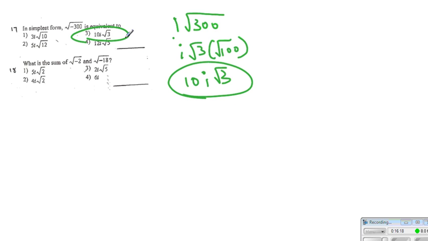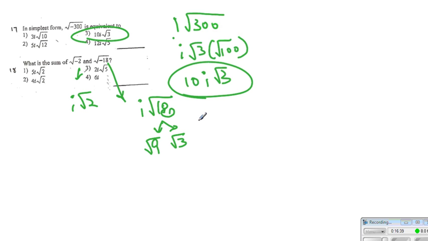Now, question number 18. Here we have the sum of these two. So once again, here it becomes i square root of 2. Here we have i square root of 18. Now, what is 18? 18, in fact, can be broken down into square root of 9 and square root of 2. So therefore, what this one becomes is equal to 9 becomes 3, so we have 3i radical 2. And then i radical 2. So when you combine them together, it becomes 4i radical 2.